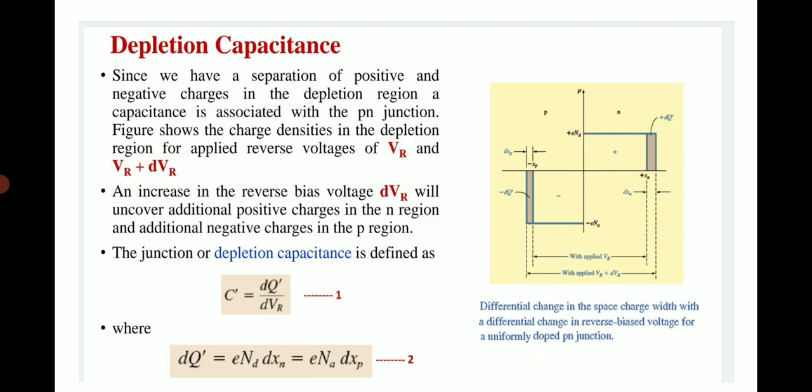Depletion capacitance is defined as C dash equals dQ dash divided by dVr, where dQ dash is equal to the charge e times ND, the donor impurity concentration, times dXn. Xn is the width in the N region, and it is also equal to e times NA, the acceptor impurity concentration, times dXp, the width in the P region. That is equation number 2.